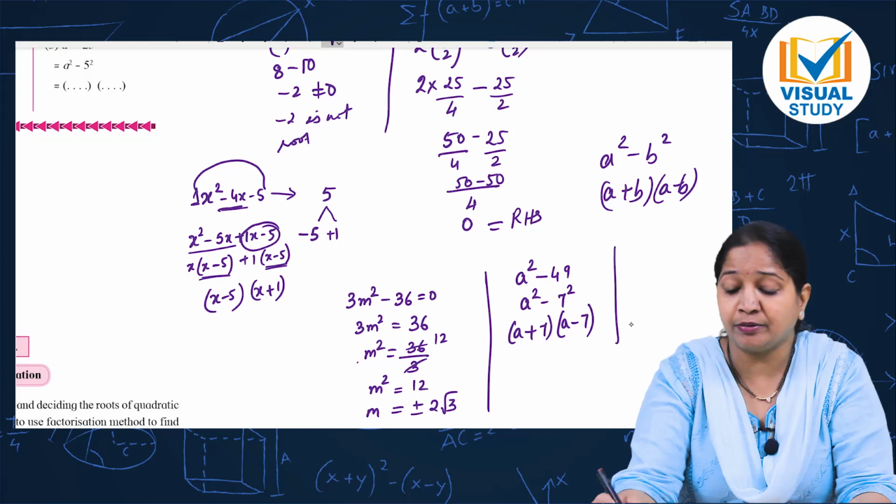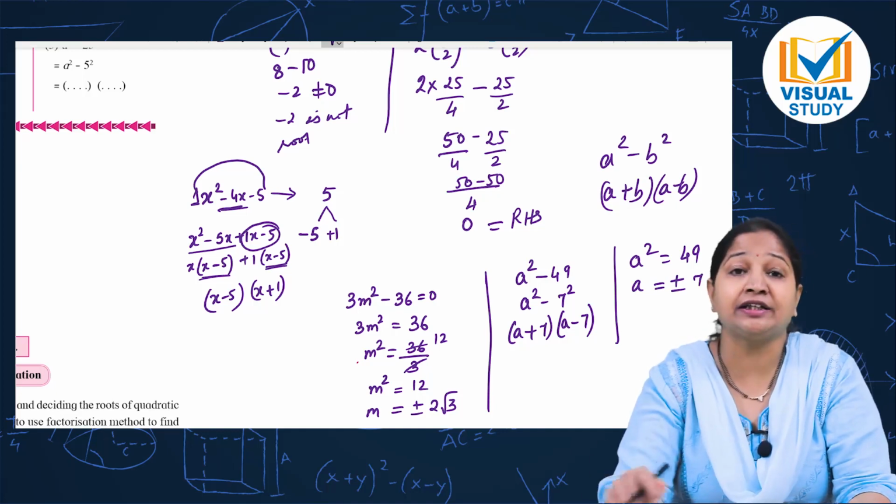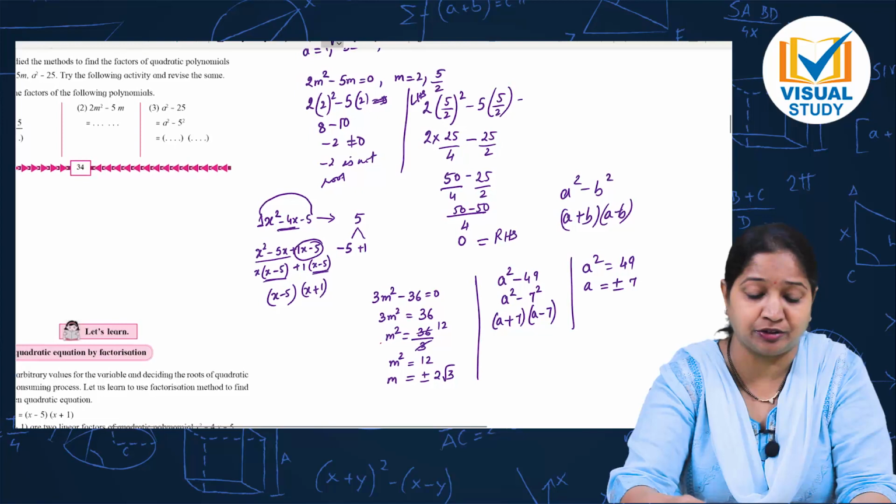Okay. The other method is a square equal to 49. A is equal to plus or minus 7. Now you are getting the same answer by doing either method. Okay.